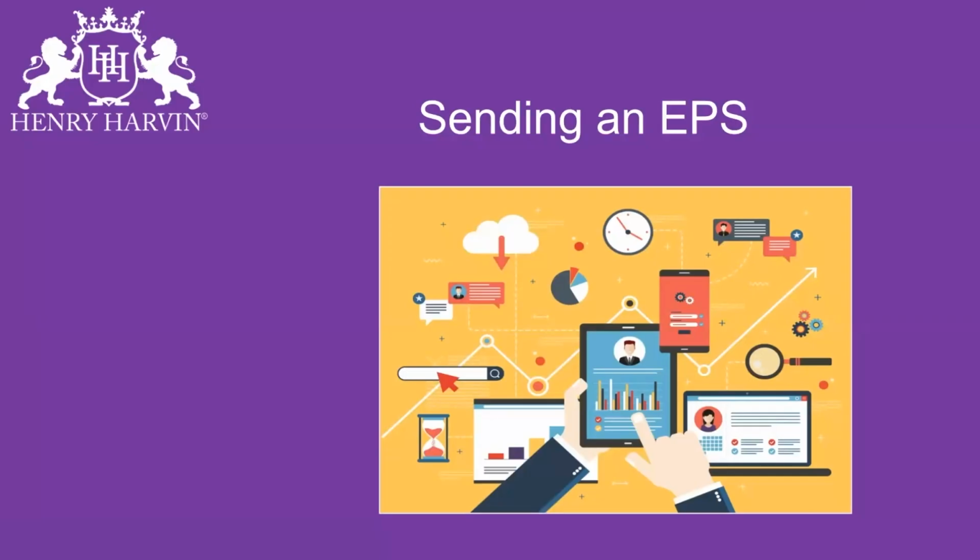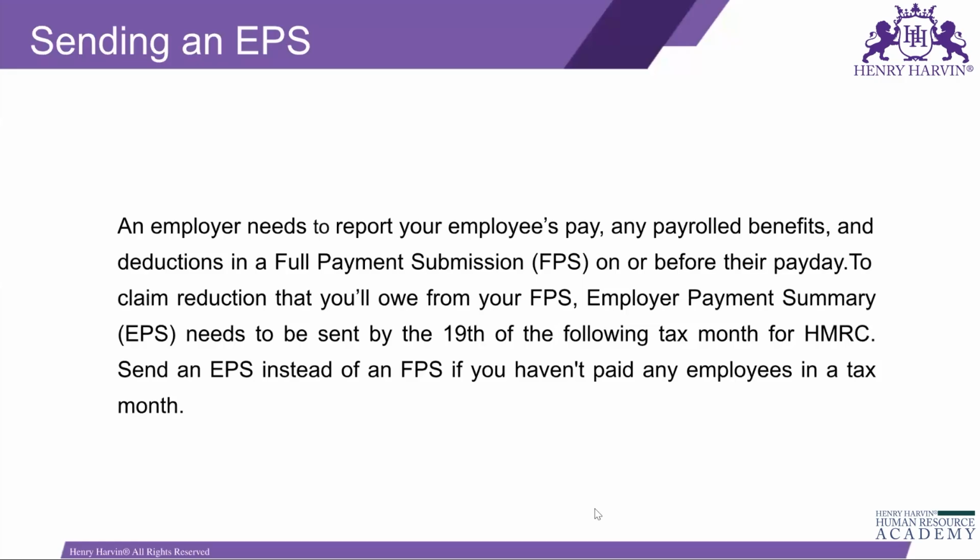Sending an EPS, an employer, normally between the 5th and 10th, people follow. Companies follow this deadline for EPS. Why? Because normally the 6th is the start of the month.